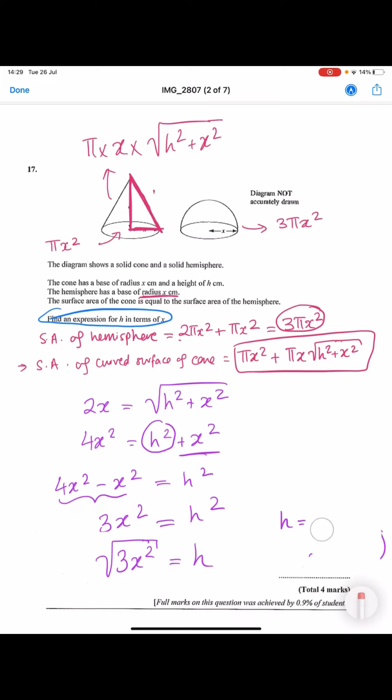Okay, so in a neat way we can write this as x root 3. Okay, because we can't square root 3. So the answer is h equals x root 3.